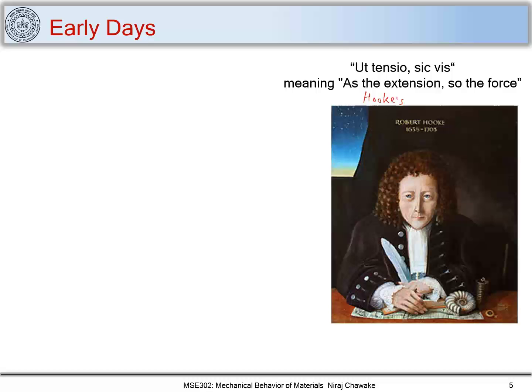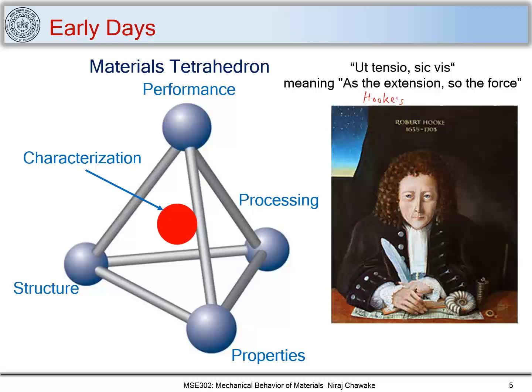So I need to understand the mechanical behavior of material. It's because of this material tetrahedron, where we can see the structure, processing, and properties are related to performance. Okay, and that can be characterized with different characterization techniques. So if you want to have proper performance of a material, you need to understand its structure, processing, and properties. So we need to understand the mechanical behavior in terms of structure, processing, and properties.